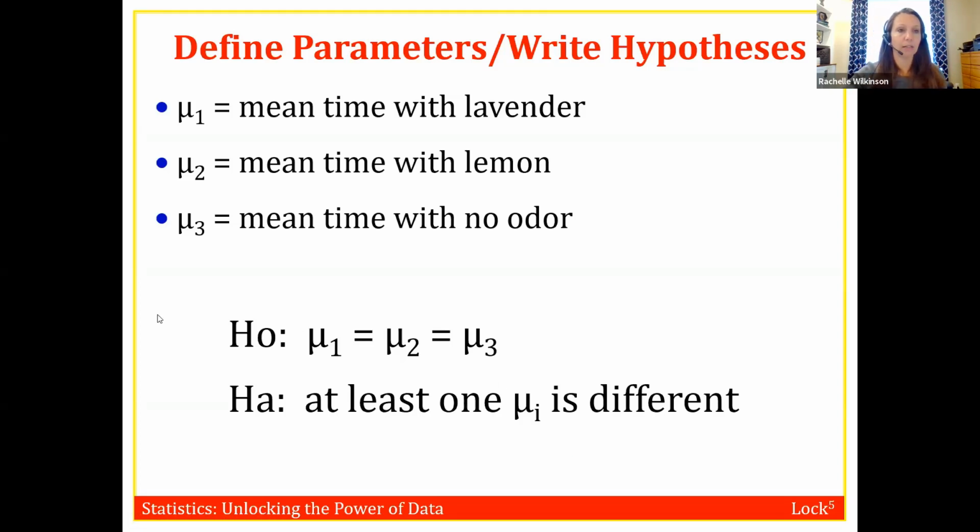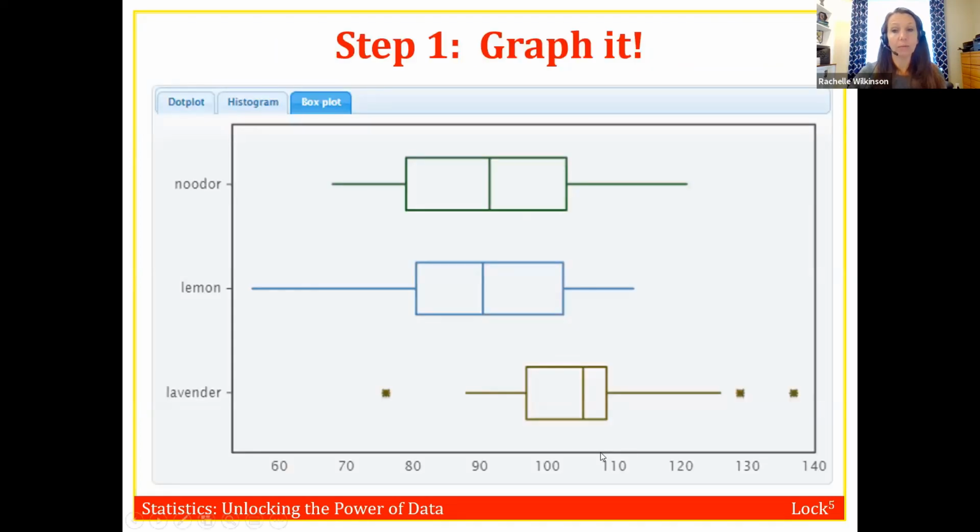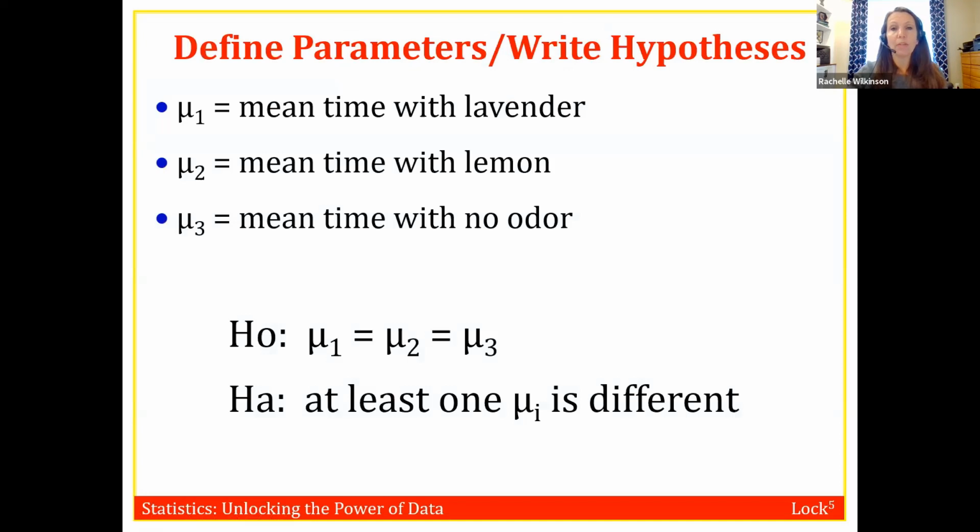All right, so we got our hypotheses going here. So the first thing that we always want to do is graph our data. And remember the type of data that we're collecting here: our response variable is quantitative, time spent in the restaurant, and our explanatory variable is categorical. It's the odor. So I have one categorical and one quantitative variable.